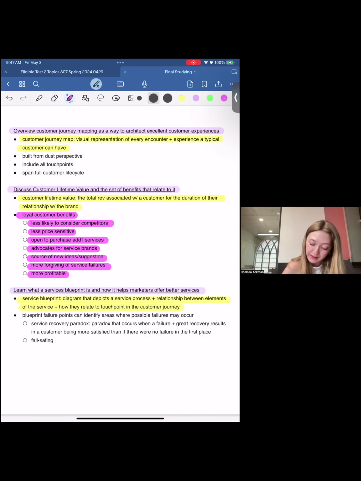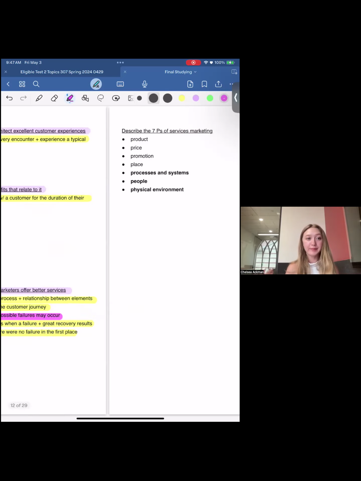Blueprint failure points can help identify areas where possible failures may occur. And kind of a result of this is the service recovery paradox, which is a paradox that occurs when a failure and great recovery results in a customer being more satisfied than if there were no failure in the first place. There's also fail-safing. So if you see those possible failures, you can fail-safe so that they don't occur.